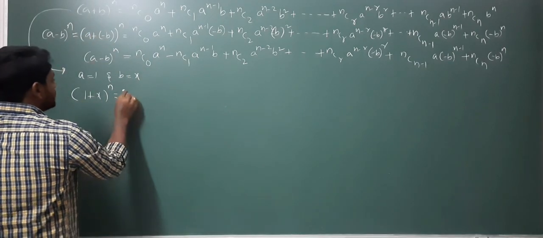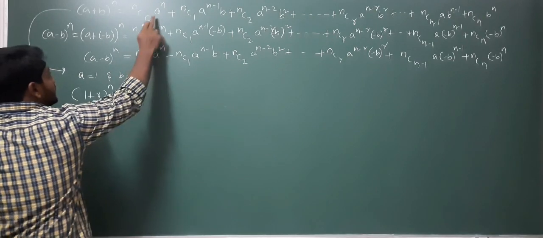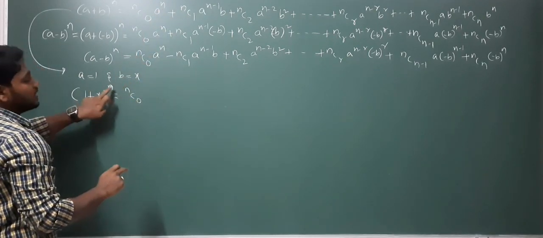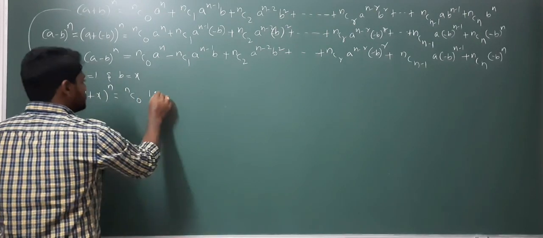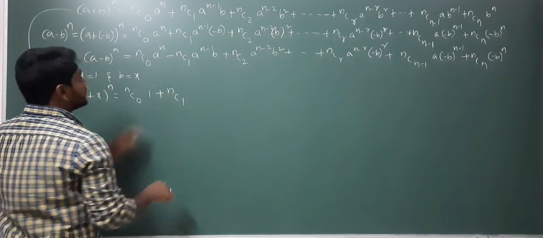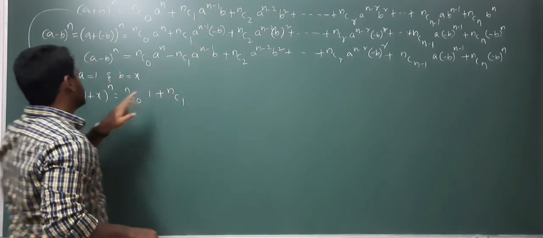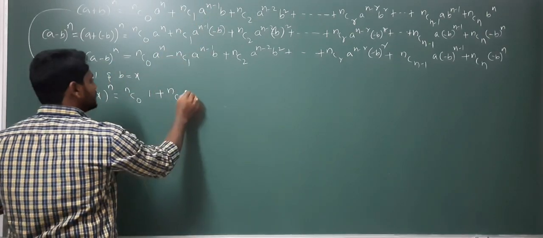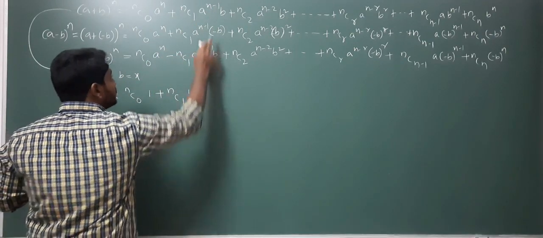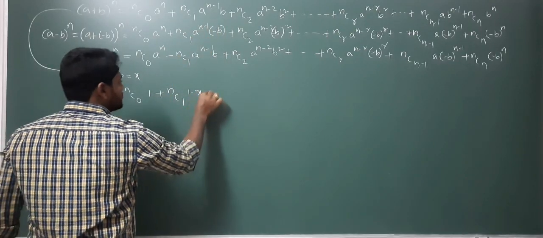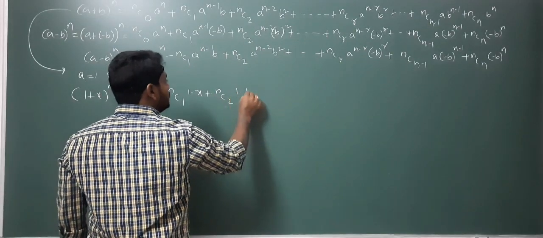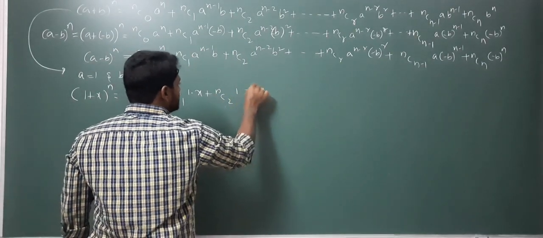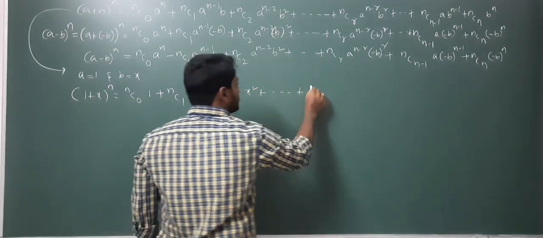Let us simplify that. nC0 a power n is nothing but 1 power n. What is 1 power n? 1 power n is 1 only. Plus nC1 a power n minus 1, which is nothing but 1 power anything is 1, into b. What is b here? x. Plus nC2, 1 power anything is 1, into b square, nothing but x square, plus so on.